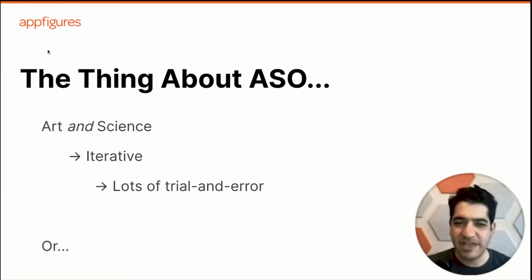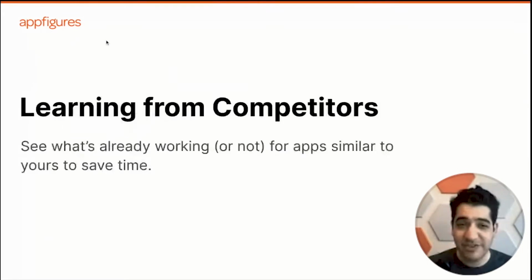But if I can, why not shortcut the whole thing? Or why not shortcut things that I can? And there is a way to do that. I like to learn from competitors. And there are almost always apps that are similar to what your app does, whether it's an app or a game, something completely new or something that's been done a million times. There's usually something that's similar.